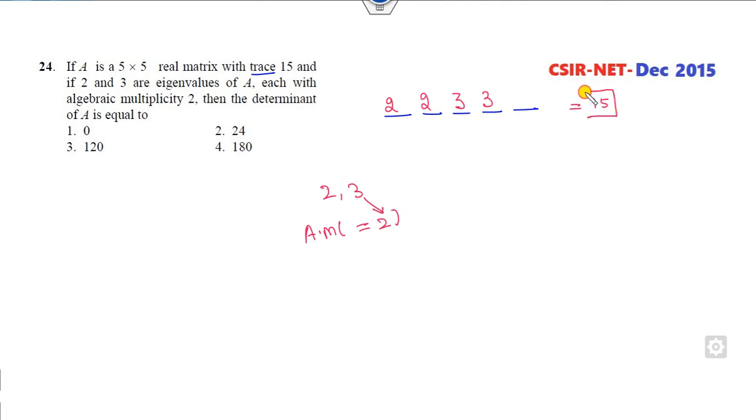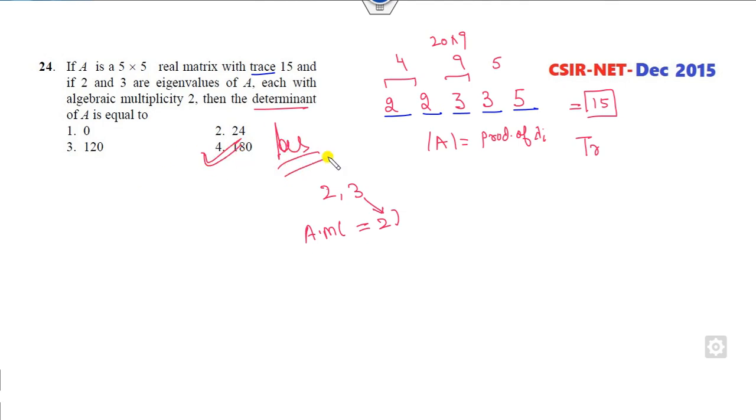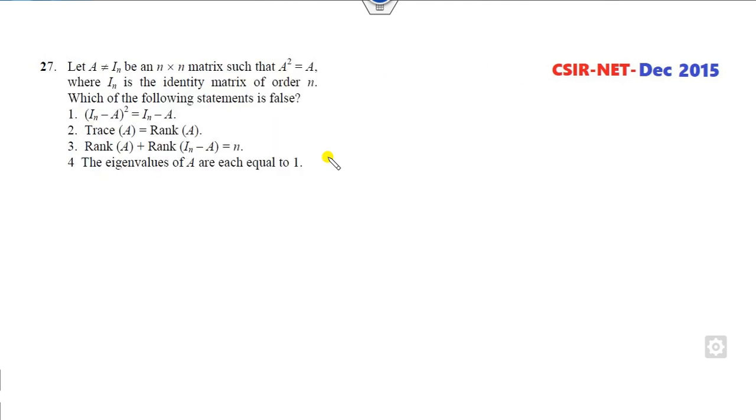Now we all know that trace is nothing but the sum of the eigenvalues. So it's a 4. It's a 10. So it is my 5. Then the determinant is nothing but the product of the eigenvalues. So it is 4, 9, 5. 20 into 9, 180 is the right answer. Look at that. Within a fraction of a second, you can solve the problem in an easy manner.